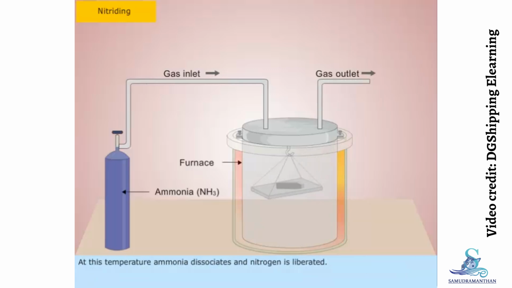At this temperature, ammonia dissociates and nitrogen is liberated. The liberated nitrogen is absorbed in the surface layer of the steel. Nitrides are then formed close to the material's surface, promoting surface hardness. The case depth is about 0.025 to 0.05 millimeters. Surface hardness is around 1,000 to 1,100 Vickers.